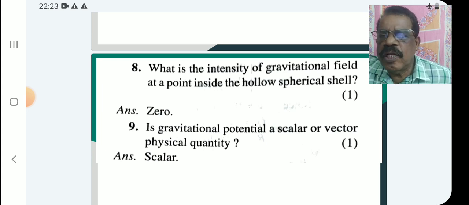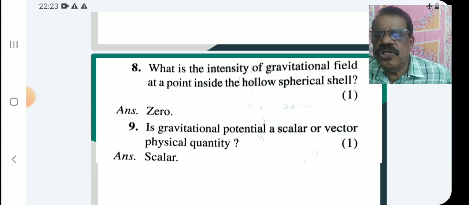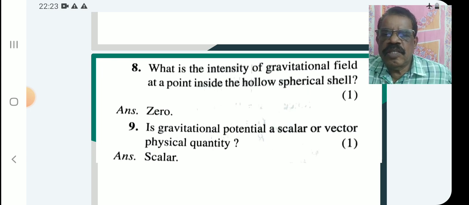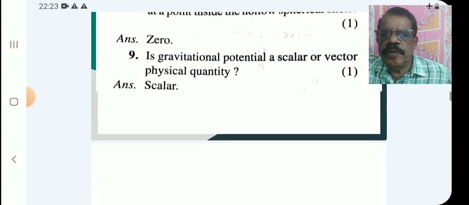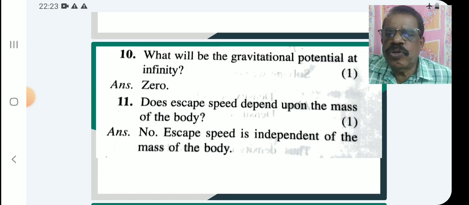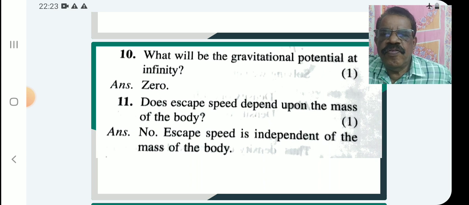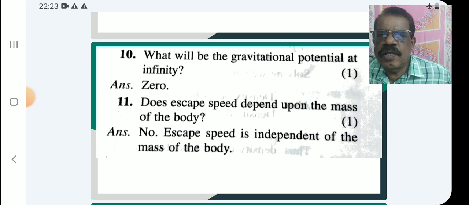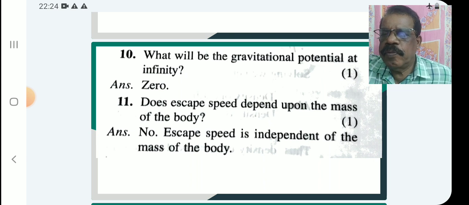Inside a hollow spherical shell, the gravitational intensity is 0. Number 9. Is gravitational potential a scalar or vector physical quantity? Gravitational potential is a scalar quantity. Next question. What will be the gravitational potential at infinity? At infinity, the gravitational potential is 0. And at a distance r from a body of mass capital M, it is minus GM by r.